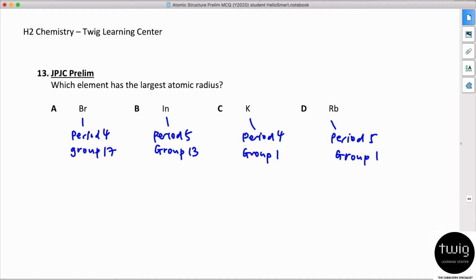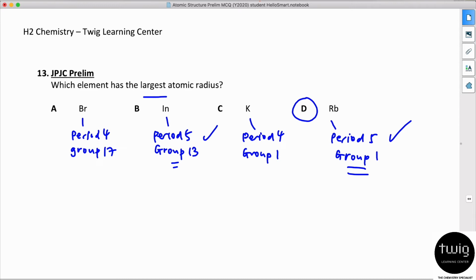Okay, so we know that the atomic radius becomes smaller and smaller across the period. So the largest one must always be in period 5 first. As atomic radius decreases across the period, this one will be the largest and this one will be smaller, right? In fact, they want the largest, so it has to be rubidium over here. Okay, that's how we do it.